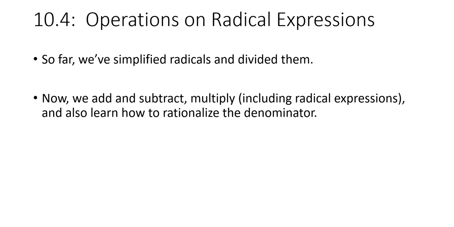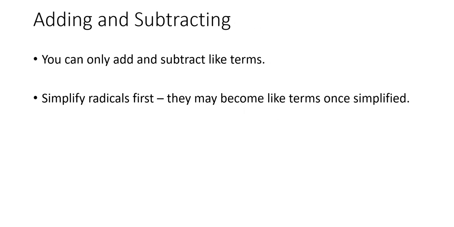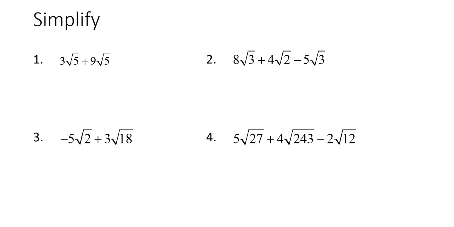So a lot of this comes down to simplifying first and then combining like terms. My reminder again, in the beginning, you can only add and subtract like terms, and sometimes the ones that don't look like them are actually like terms once you simplify them. And that's why we spent all that time simplifying radicals, because that becomes an important step in the process here. So I'm not going to do every one of these, but let's take a look at the first one, right?